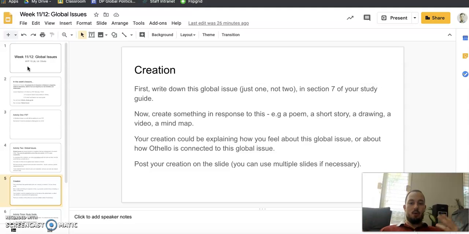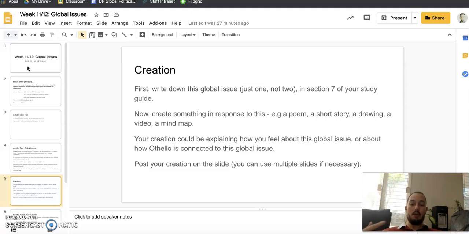And so your creation could be explaining how you feel about this global issue, how this global issue makes you feel. So, for example, if your global issue was about single people being made to feel inadequate by society, you could write a poem explaining how it feels to be a single person. Okay? Or you could write about or create something about how Othello is connected to this global issue.